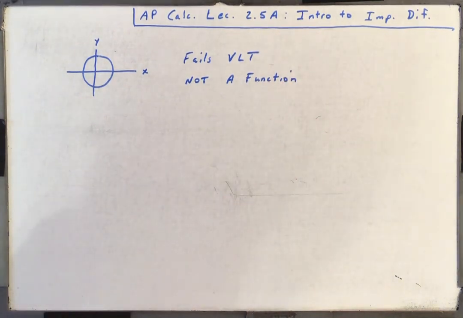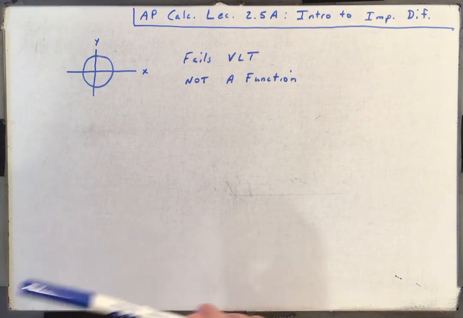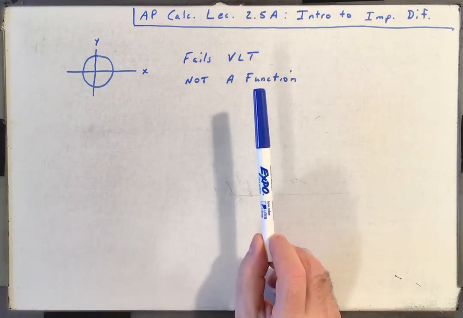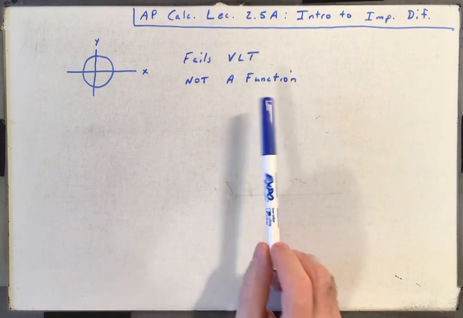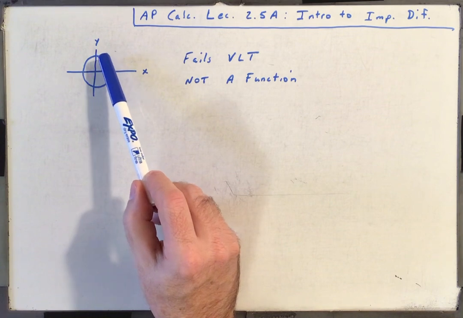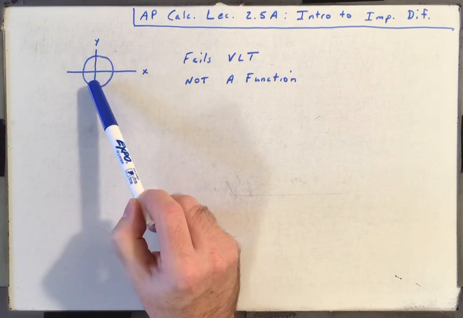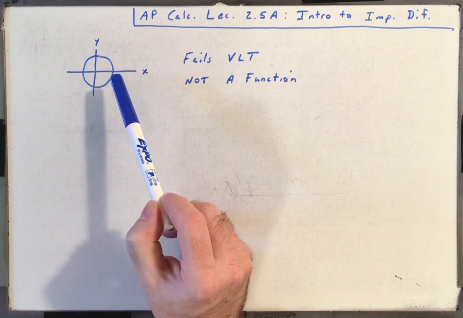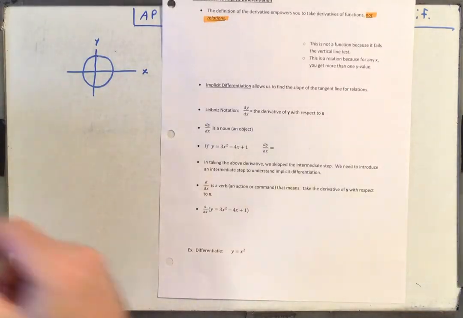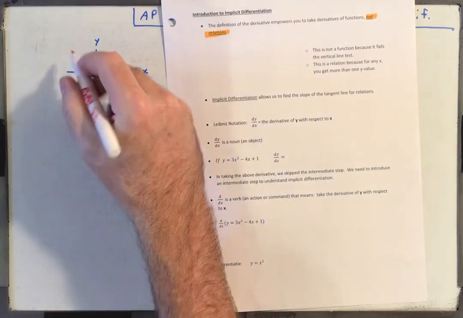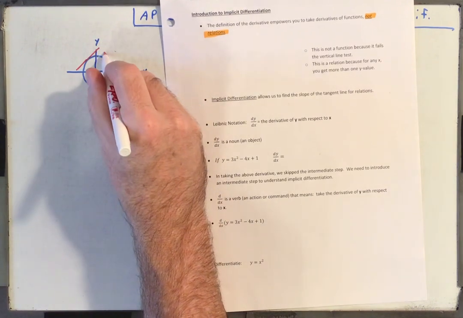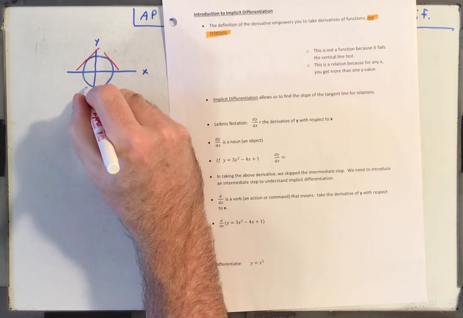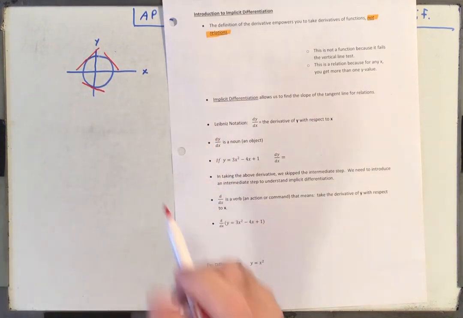The definition of the derivative, what we learned in the early part of Chapter 2, only allows you to take derivatives of functions. For any particular x value, you'll get more than one y value, so that makes it a relation. However, we still might need to know the slope of the tangent line at any point on this circle. Maybe we want to know it there, or there, or there, right? So how do we get that?